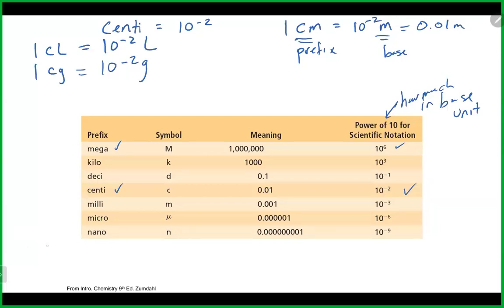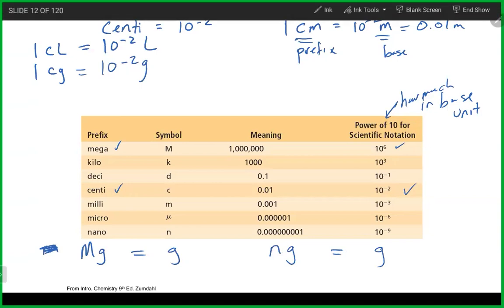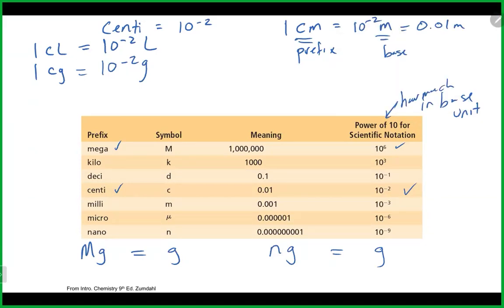So for example, here, why don't you try and fill this in correctly? Let's go with megagrams to grams. Let's do nanograms to grams. All right, so you fill it in. What should be on each side of that? Take a moment and see what you come up with. Use the little table there. Okay, so let's take a look.